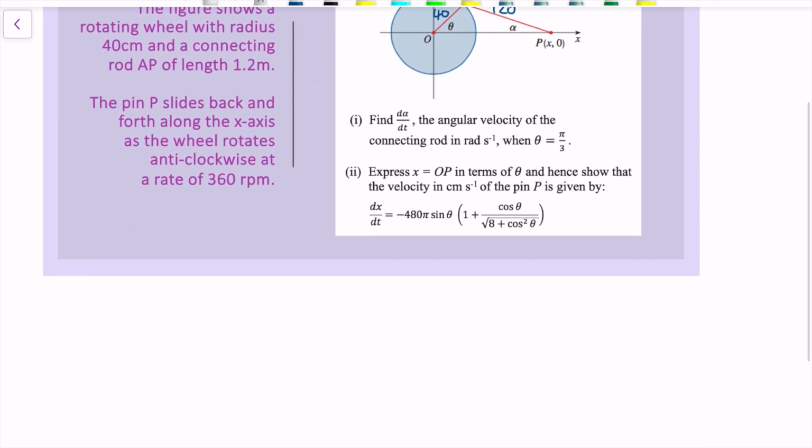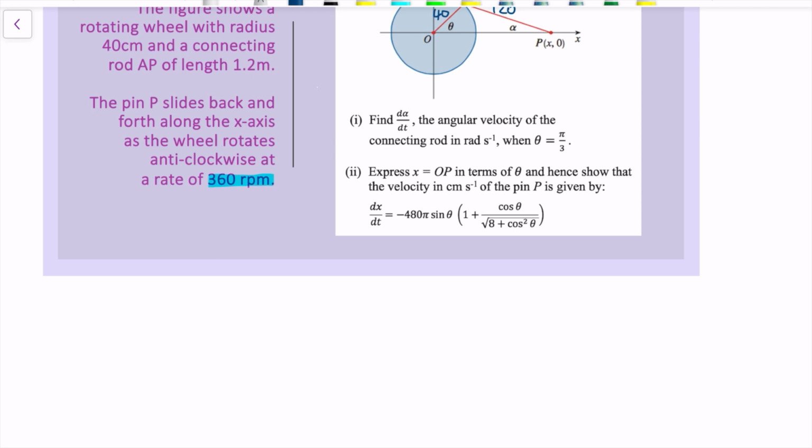Find d alpha dt, the angular velocity of the connecting rod, in radians per second. So we've got to be careful here because, again, units, we've got 360 revolutions per minute. So we need to convert that into radians per second.